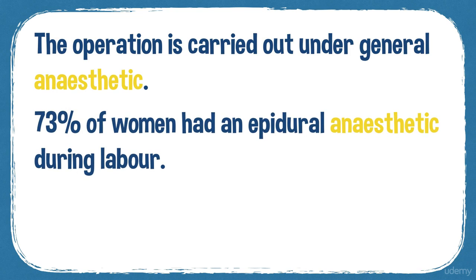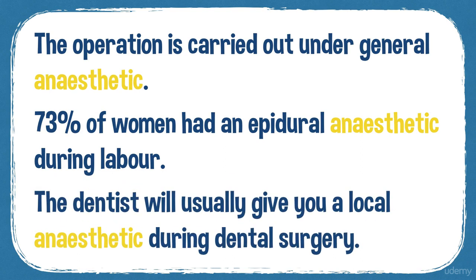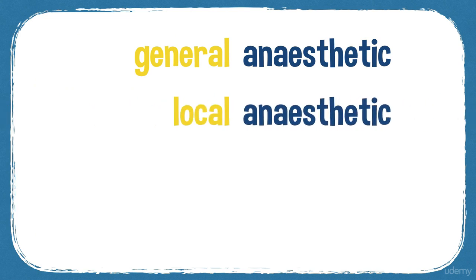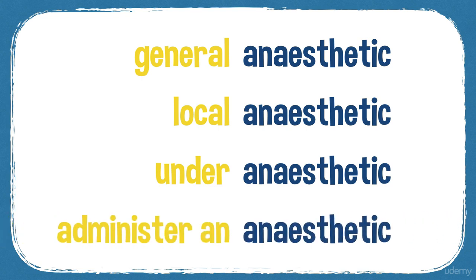So some example sentences. The operation is carried out under general anaesthetic. 73% of women had an epidural anaesthetic during labour, so they didn't feel pain. And the dentist will usually give you a local anaesthetic during dental surgery. So you can have a general anaesthetic, which takes the pain away from your whole body, or a local anaesthetic, which takes the pain away from a particular part of your body, such as the mouth at the dentist. And you go under anaesthetic when the doctor gives you an anaesthetic. And the doctor administers an anaesthetic.